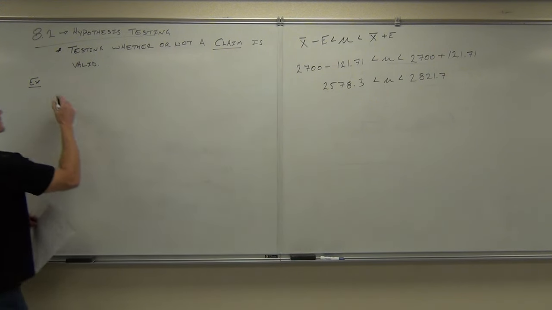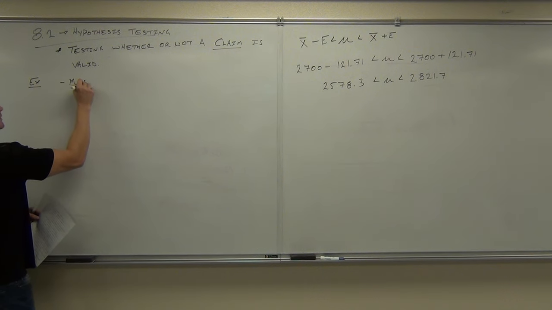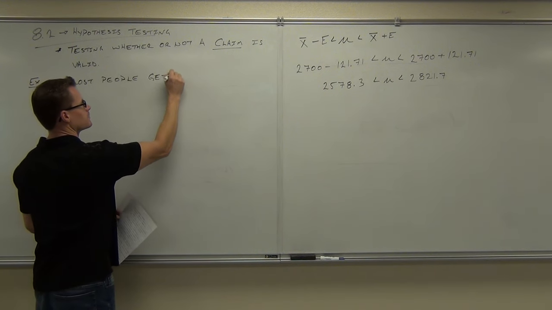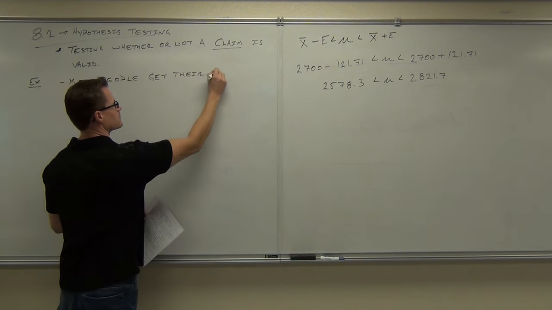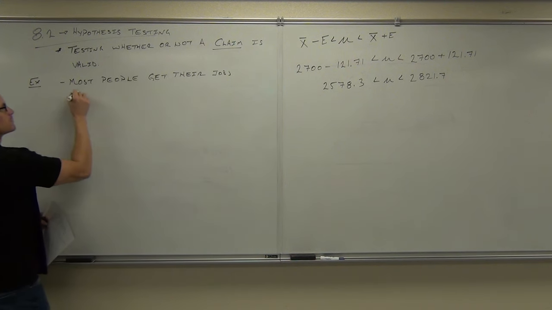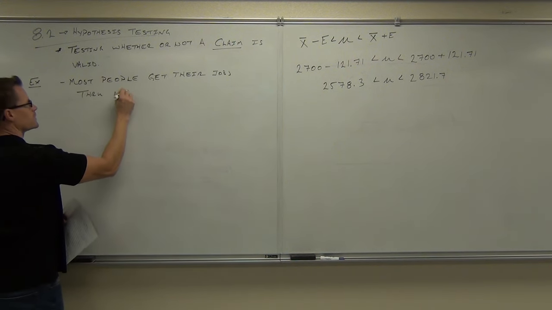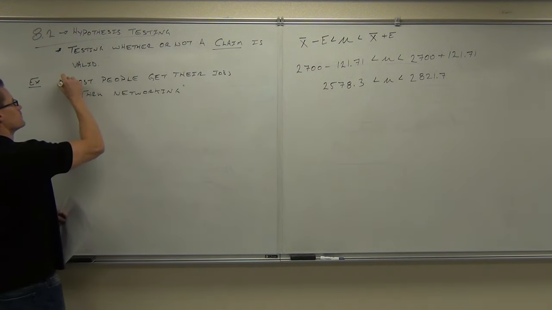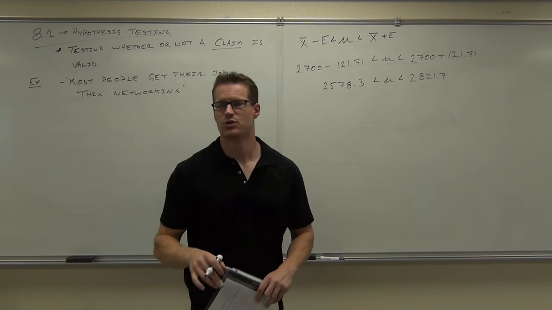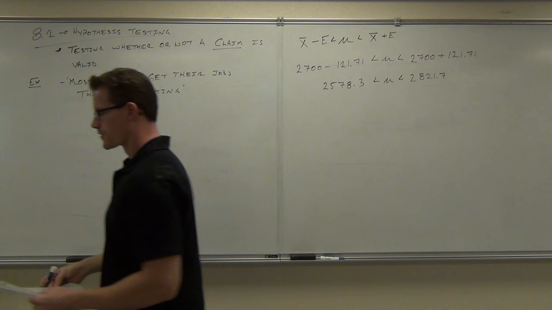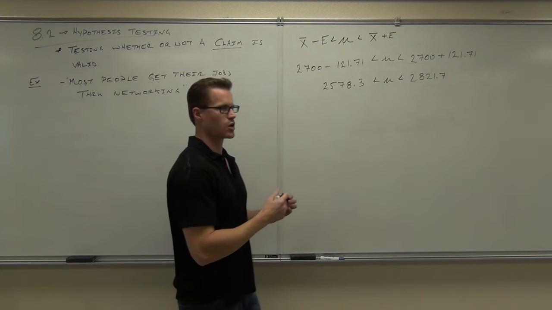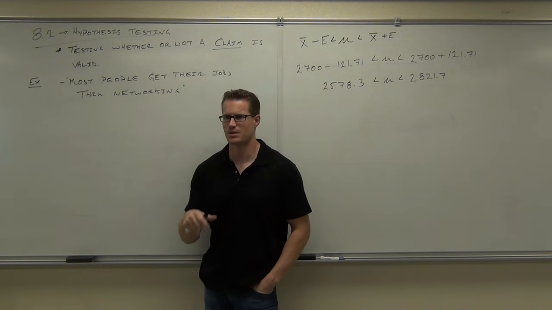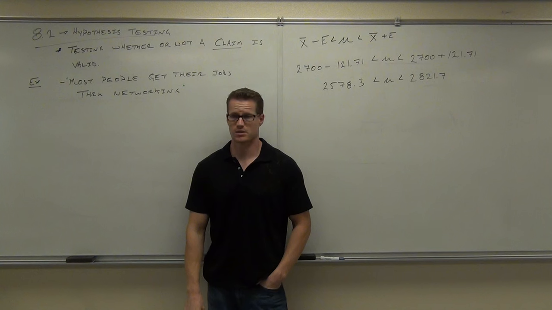So if I made the statement, most people get their jobs through networking, we could actually translate that into a statement we can now test. Here's the deal. Firstly, if I say most people get their jobs through networking, are we dealing with a proportion or a mean here, do you think? When I say something like most people, that's a proportion.